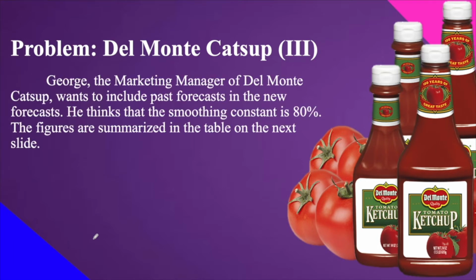Okay, so George, the marketing manager of Del Monte Ketchup, wants to include past forecast in the new forecast. Ayun naman yung gusto niyang mangyari. He now thinks that the smoothing constant is 80% or this is of course equivalent to 0.80 since sabi nga natin that is a number between 0 and 1 or if in percentage that is a number between 0 and 100%. The figures are summarized in the table on the next slide. The question is, what is the forecast on the monthly sales? Ano daw yung forecast ng monthly sales nila?